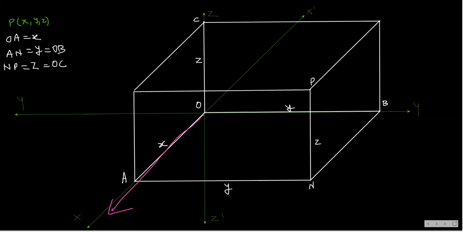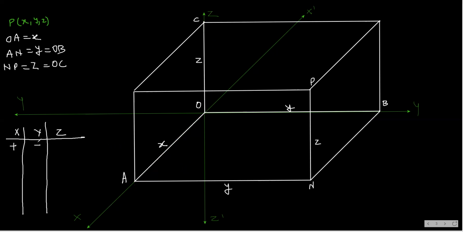There will be a total of 8 octants in this. Namely, one octant will have positive x, y, z: positive, positive, positive. Then the second you will have positive, positive, negative. You see this? Then you will have x positive, negative, positive, and positive, negative, negative.